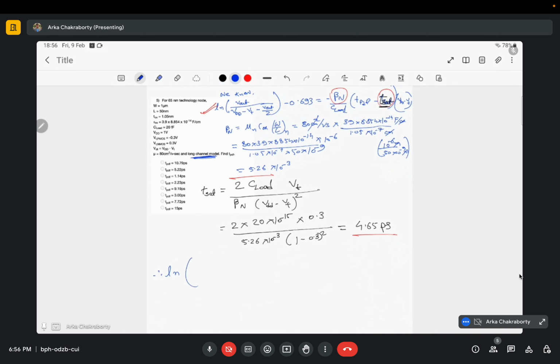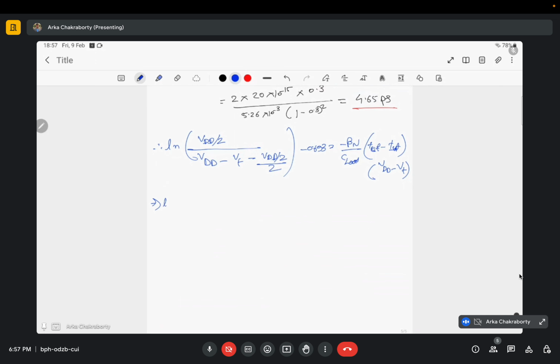Therefore, ln of V out is basically how much? Propagation delay is taken as 50% to 50%, right? So V out would be VDD by 2. Let me write the expression first: ln of (2(VDD minus Vt) minus V out) by (VDD minus Vt)... minus 0.693 would be equal to beta n by C load into (T propagation delay falling minus T sat) into (VDD minus Vt).